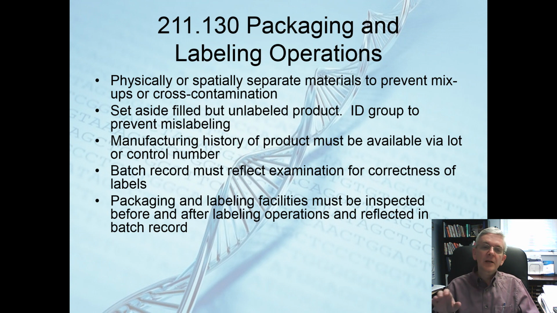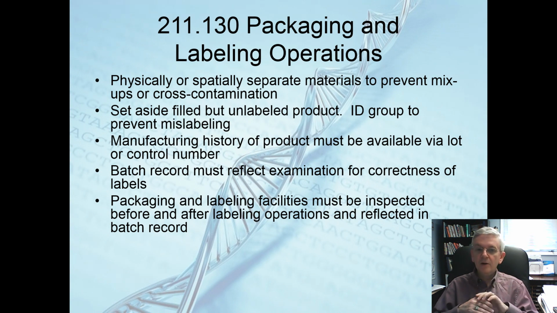211.130, packaging and labeling operations. Physically or spatially separate materials to prevent mix-up or cross-contamination. Pretty simple, straightforward with that. Set aside filled but unlabeled product. We call that in the industry nude labeling. It's a product in a bottle and it has no label on it. You have to identify that material in mass on this pallet. You have to wrap it up. You have to have reconciliation of that. Very carefully control those types of things.